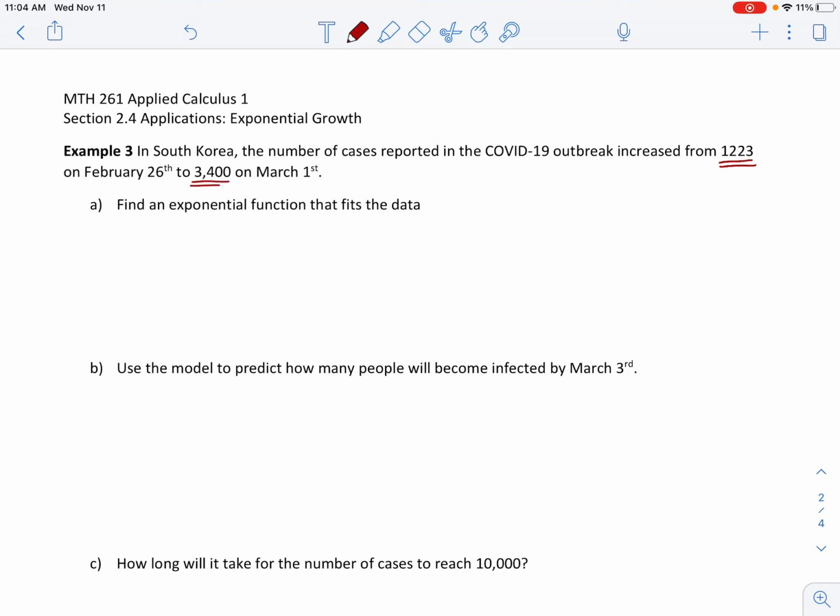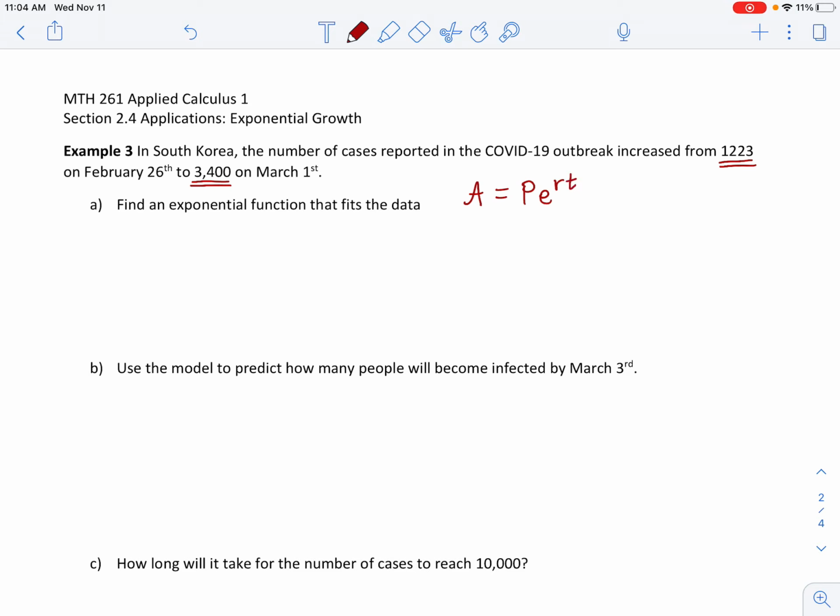1,223 on February 26th to 3,400 on March 1st. Now, back then, this was a big number. I was like, oh my goodness. But now these numbers are so small compared to what's going on right now, right? Anyways, let's go ahead and find the exponential function that fits the data, assuming continuous compounding.